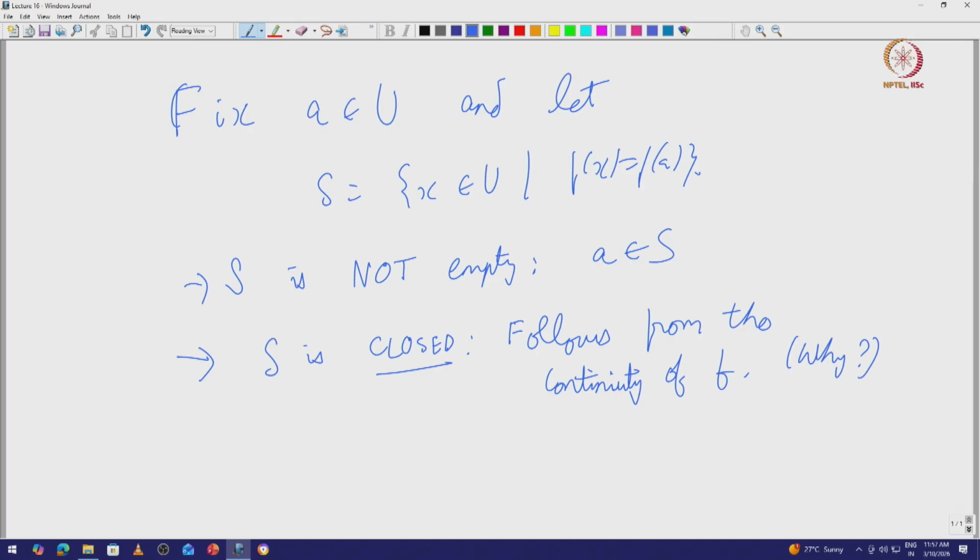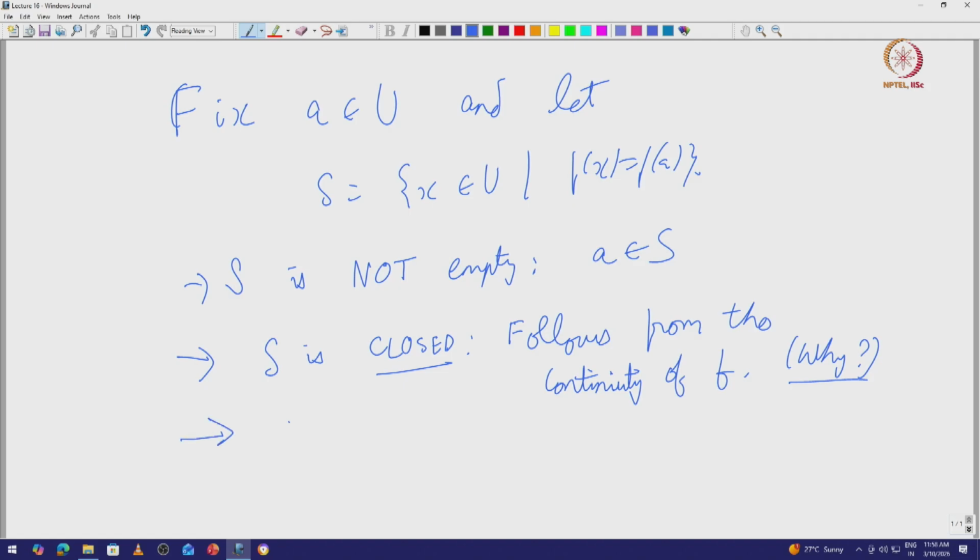This requires a small argument. What does it mean for S to be closed firstly? It means that the complement is open in U, meaning what? What does the complement consist of? It consists of all x so that f of x is not equal to f of A. So if you take a point in the complement, if f of x is not equal to f of A, then for all x in a neighborhood of that x, f will continue not to be equal to f of A. That's where continuity is used, and I'd like you to think about it. So please think about why this is the case. Pause the video and think about it.